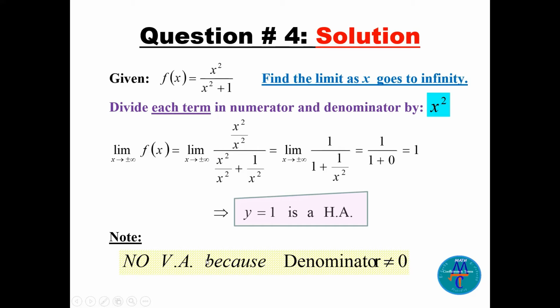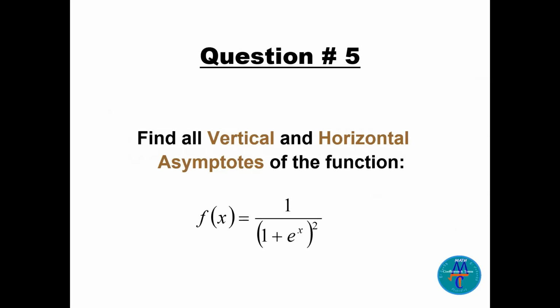No vertical asymptotes, because no value for x will make the denominator 0. The denominator cannot be 0. If we had, just in case, x squared minus 1, then we would have two vertical asymptotes, x equals 1 and x equals minus 1. Now let's look at another nice function here.